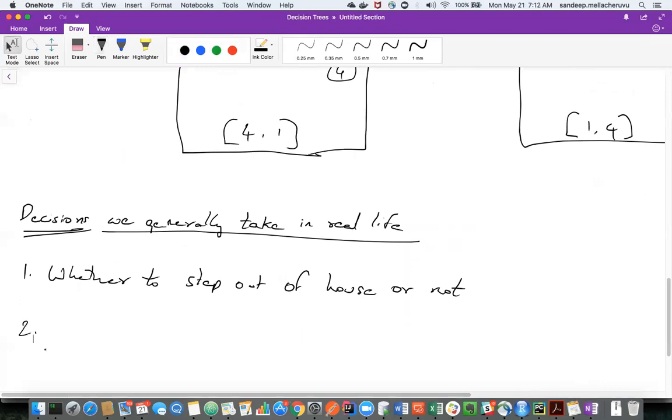What else? Whether to buy a vehicle based on its condition. Okay. Should I buy this vehicle? Whatever that vehicle is, I saw some vehicle. Should I buy it or not?